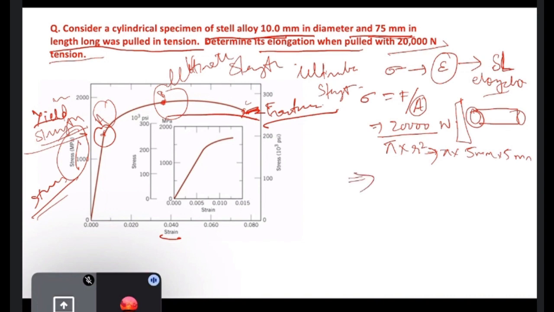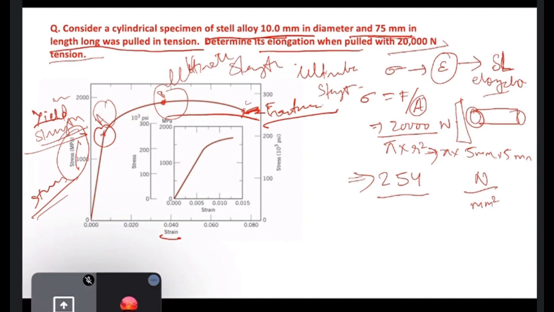What is the answer? Tell me in Newton per millimeter square units. Just solve it. 20,000 divided by pi into 5 into 5. 254. Right.